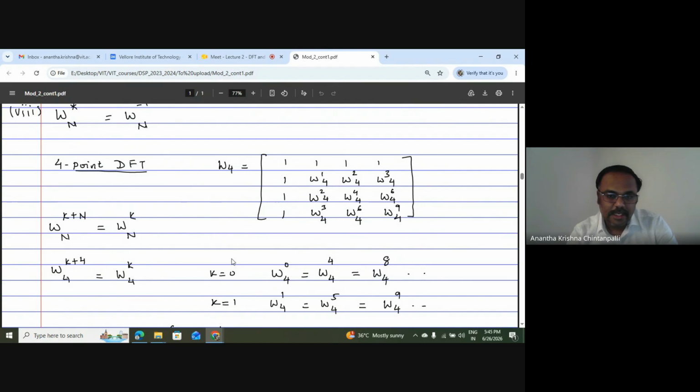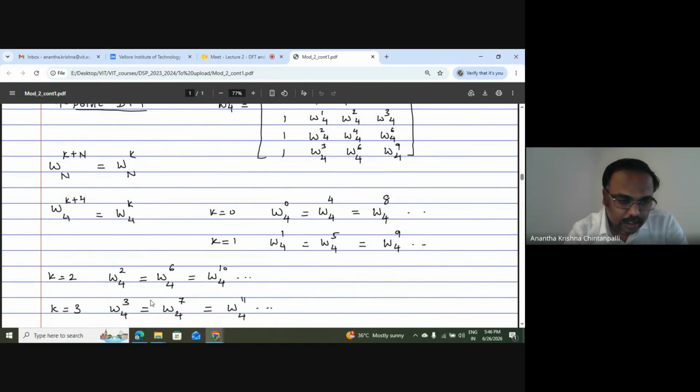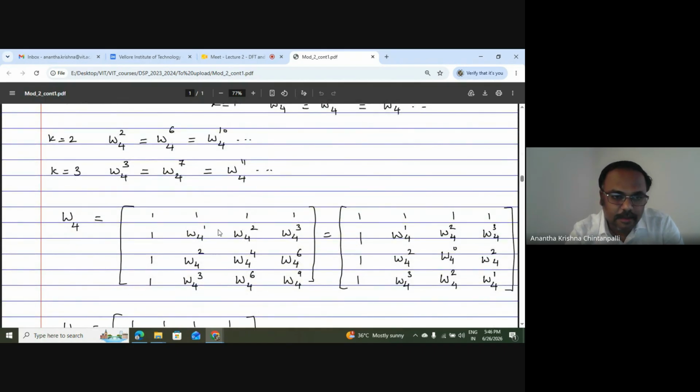So if k is equal to 0, then W0, W4, W8 are the same. K is equal to 1, W1, W5, W9 is the same. I'm not talking about the 4 because 4 is the same, because we are doing a 4-point here. And when k is equal to 2, then 2 plus 4 is 6, plus 4 is 10, because it's a 4-point. Now k is equal to 3, W3 plus 4 is 7, plus 4 is 11, will be the same. Now, this is the expression for W4.